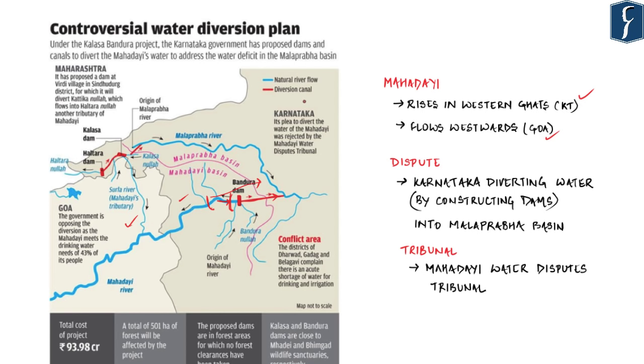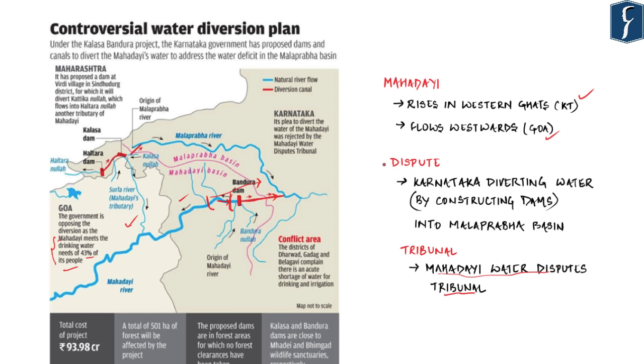Now, this diversion of water by Karnataka has been challenged by Goa, and Goa approached the center to form a tribunal to resolve this dispute. After the intervention of the Supreme Court, the center agreed to form a tribunal which is now known as the Mahadai Water Dispute Tribunal. Now, the main reason why the Goa government is opposing this diversion of water is that the Mahadai river meets the drinking water needs of 43% of the people of the Goa state, and reduction of discharge from the Mahadai river will significantly affect the water security of Goa state.